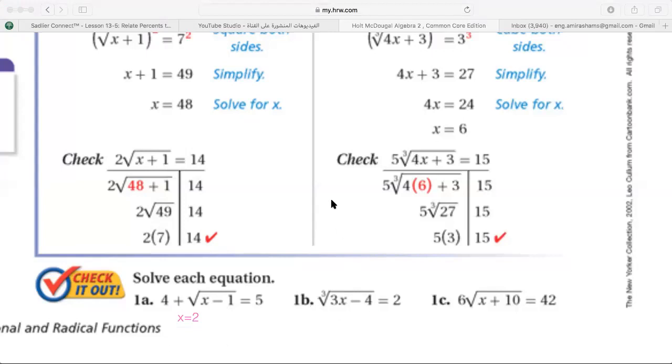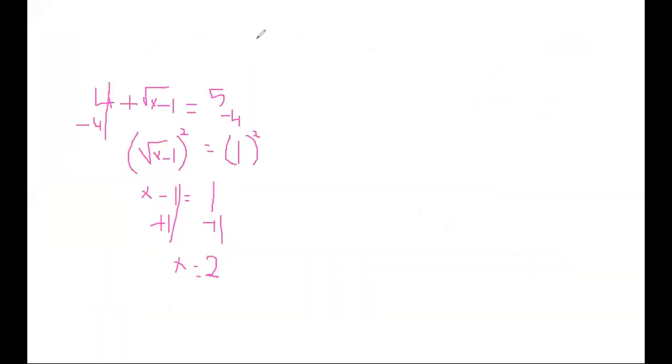Let's do 1b. Cubic root of 3x minus 4 is equal to 2. I'm going to put the radical now.